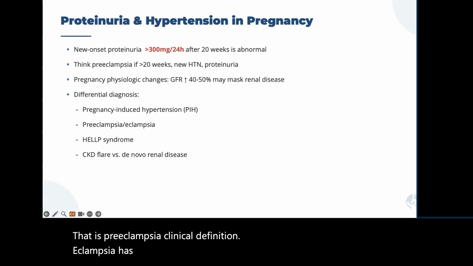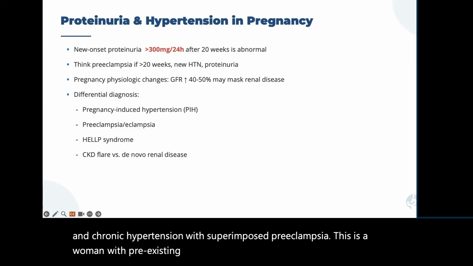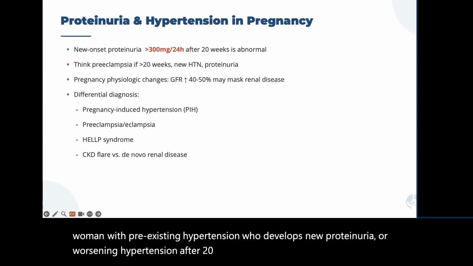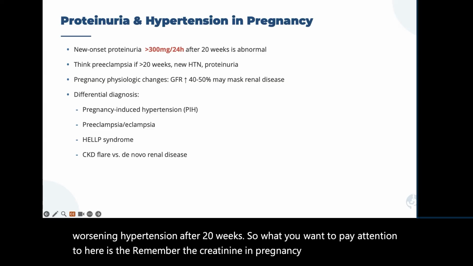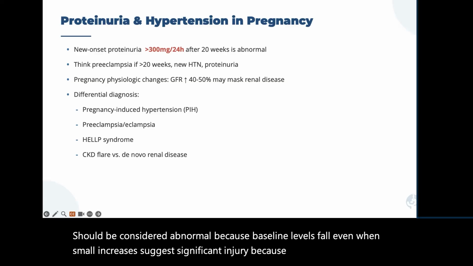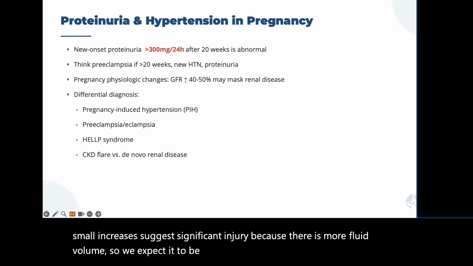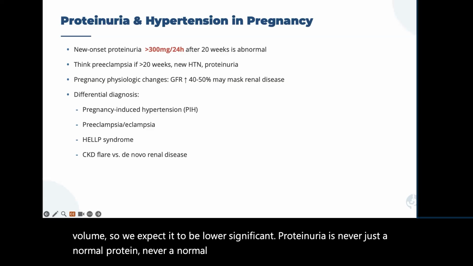Eclampsia is preeclampsia, except now it's complicated by seizures. And chronic hypertension with superimposed preeclampsia. This is a woman with pre-existing hypertension who develops new proteinuria or worsening hypertension after 20 weeks. So what you want to pay attention to here is remember, a creatinine in pregnancy of 1 should be considered abnormal because baseline levels fall, so even small increases suggest significant injury because there's more fluid volume, so we expect it to be lower. Significant proteinuria is never just normal physiology. It always needs to be investigated.